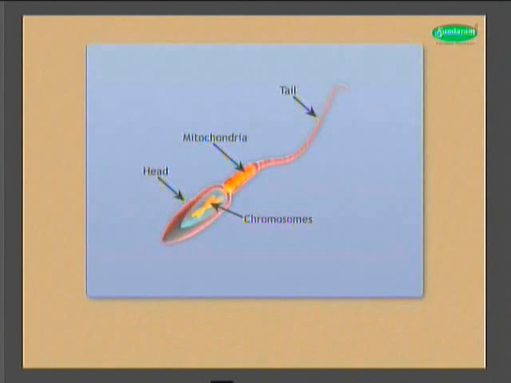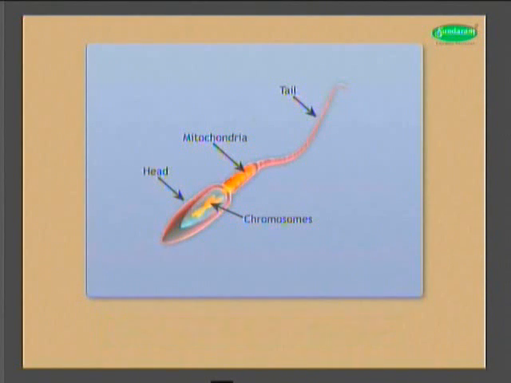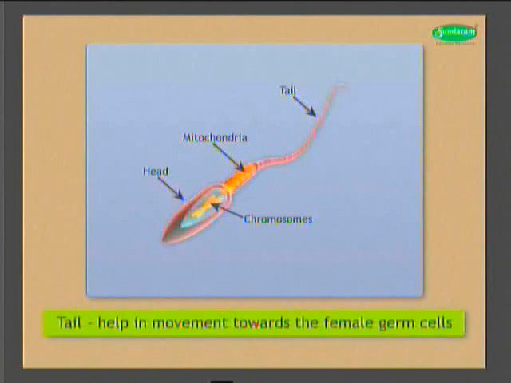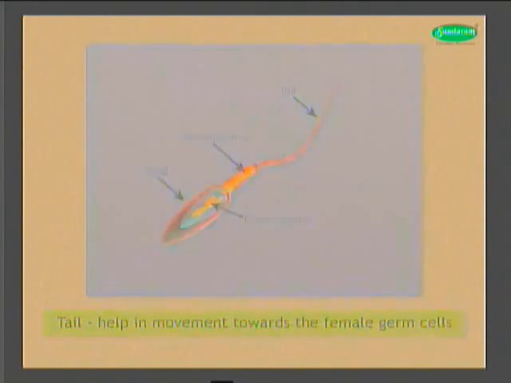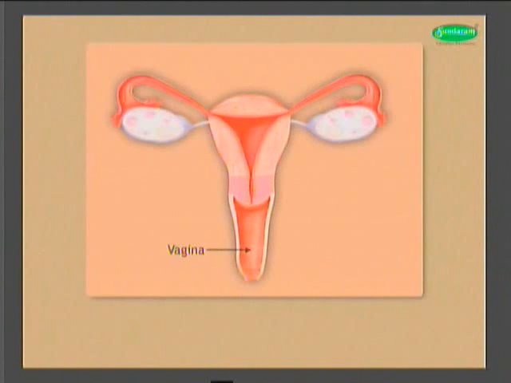Sperms. A sperm cell is composed of a head which carries the genetic information, a middle part which carries mitochondria required for energy production, and a tail which is like a flagellum to help in movement towards the female germ cells. The female reproductive system. Vagina, uterus, oviduct, and ovaries are the main reproductive organs of the female reproductive system.